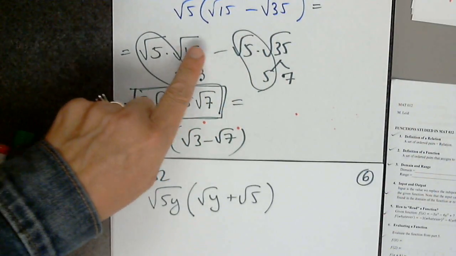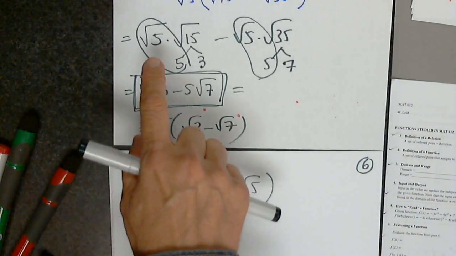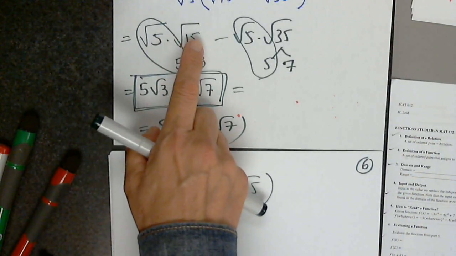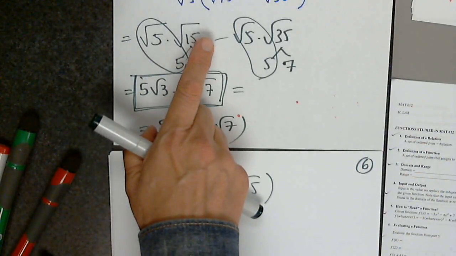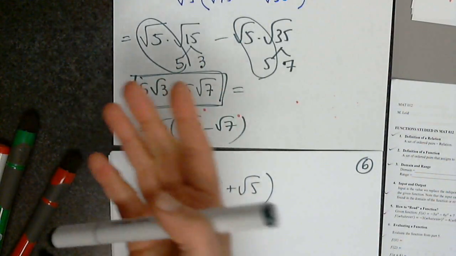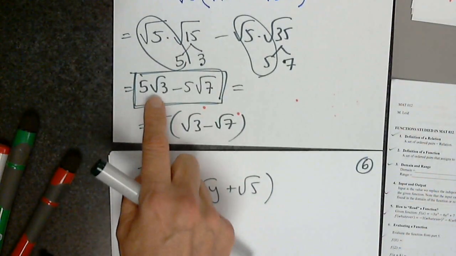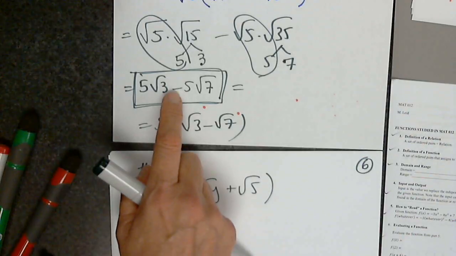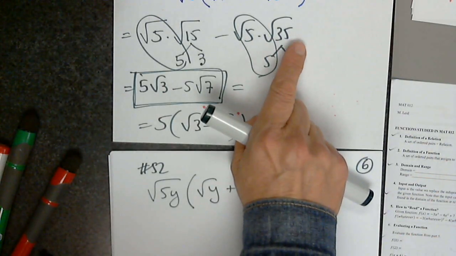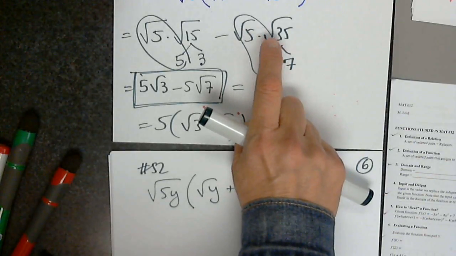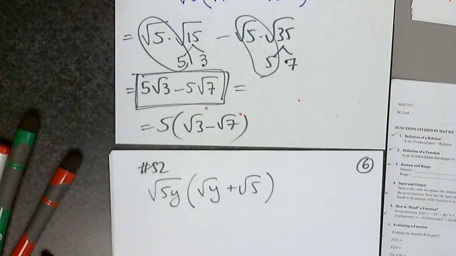Yes, I can multiply them because they have the same index. However, I realize that there is a 5 and a 3. So it will be the square root of 5 times the square root of 5 times the square root of 3. But the square root of 5 times the square root of 5 will be 5, and then the square root of 3 stays. Minus, I have the square root of 5 times the square root of 5 times the square root of 7. But the square root of 5 times the square root of 5 will be 5, and then the square root of 7 has to stay.